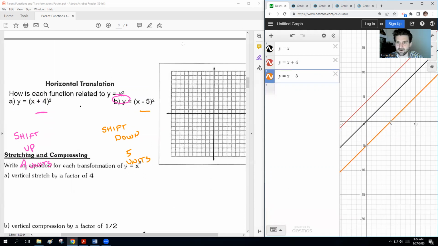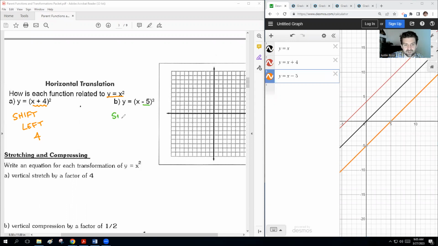Okay, so let's keep this going here, see if we can identify. Now we got y equals x squared as our parent function here. So if we look here, how does this change? It looks like we are squaring on the inside. We're adding 4. So that is a shift to the, now remember, it's the opposite on the inside. So this would be to the left 4. And on the other one here, we can see, okay, minusing, that's going to be a shift to the right 5.